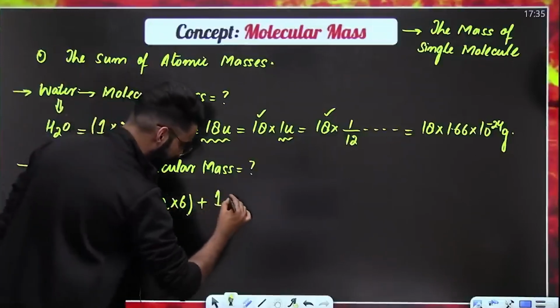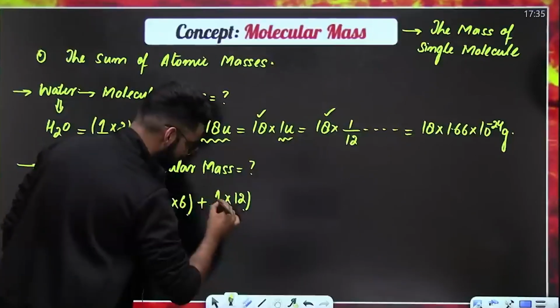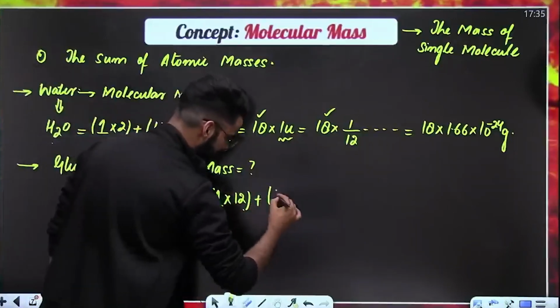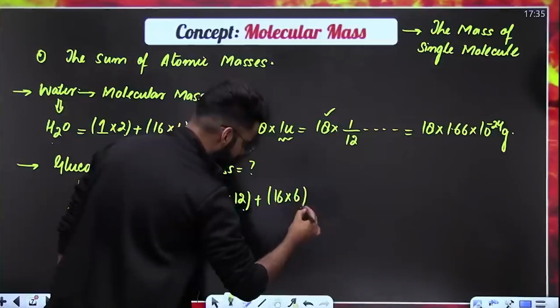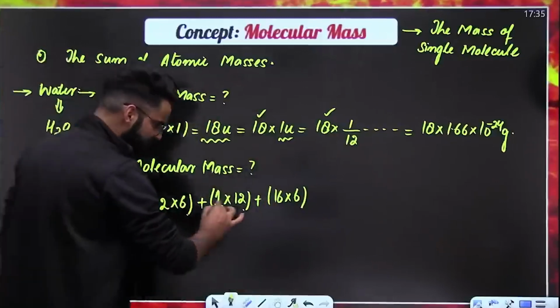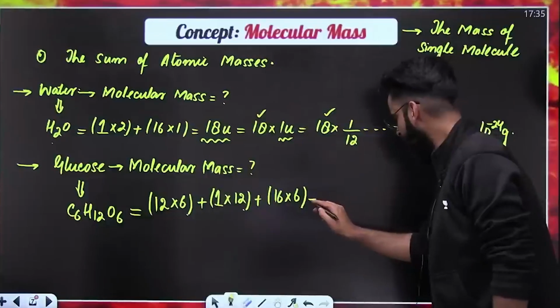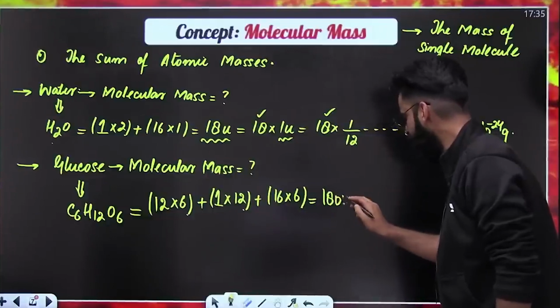Its atomic mass is 1 AMU, and there are 12 hydrogen atoms. Similarly, oxygen is present as well, whose atomic mass is 16 AMU, and there are 6 oxygen atoms. My dear students, when you solve it, what is the value which you'll be getting? You'll be getting the value exactly as 180U.